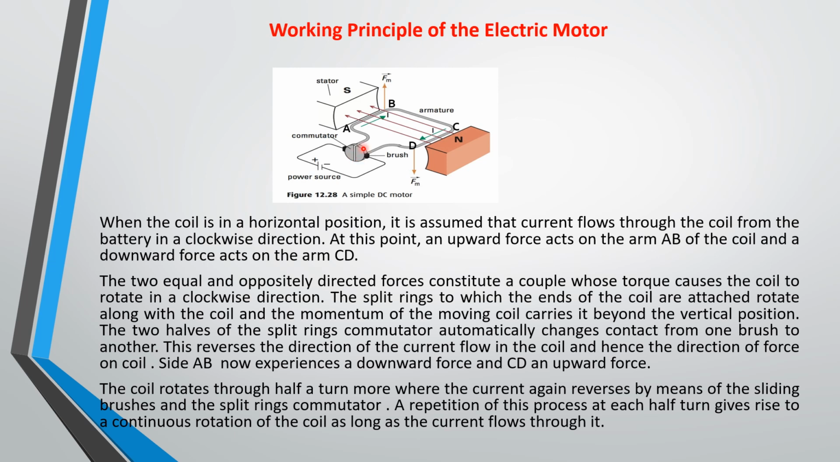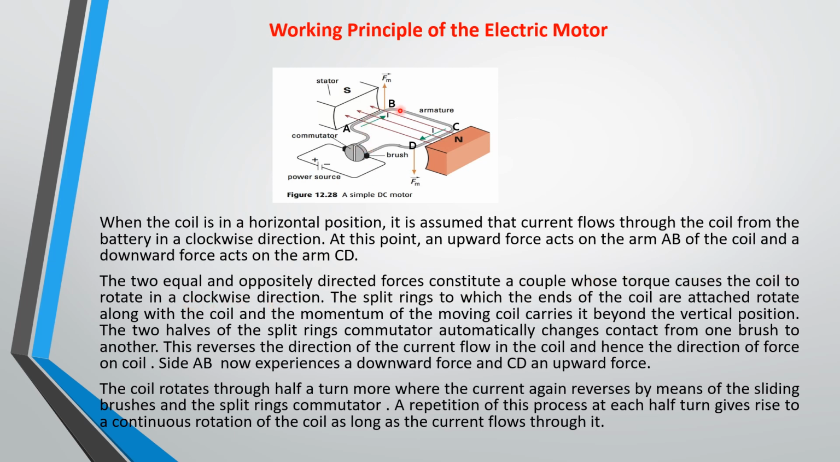So at this point, an upward force acts on the arm AB of the coil, and a downward force acts on the side CD of this particular coil. So there's a rotation in this direction. Now, the two equal and oppositely directed forces constitute a couple whose torque causes the coil to rotate in a clockwise direction.